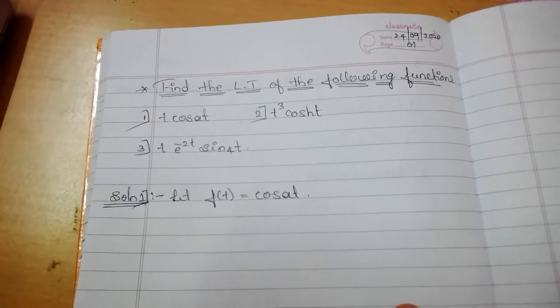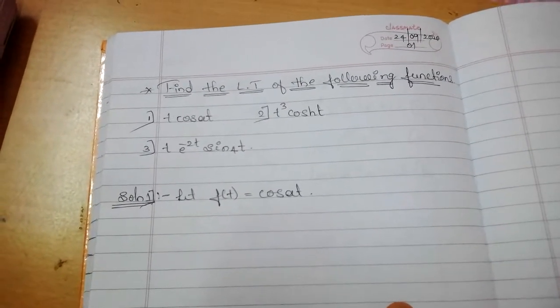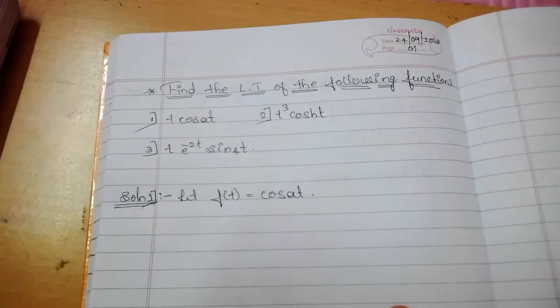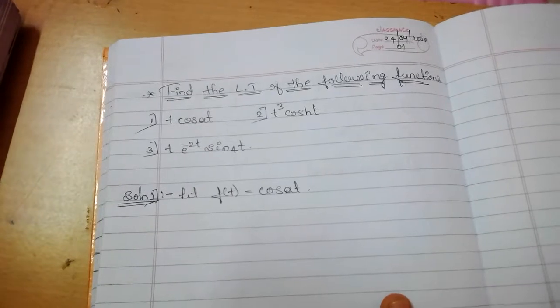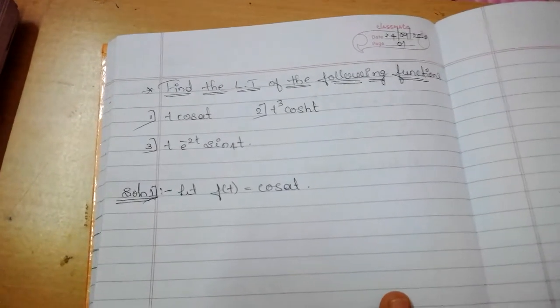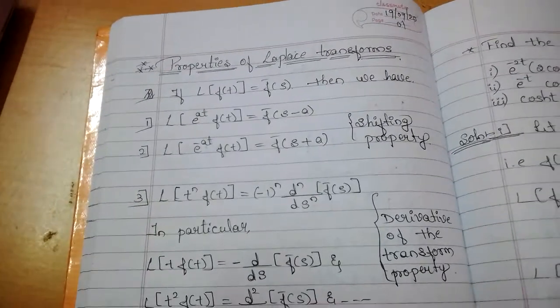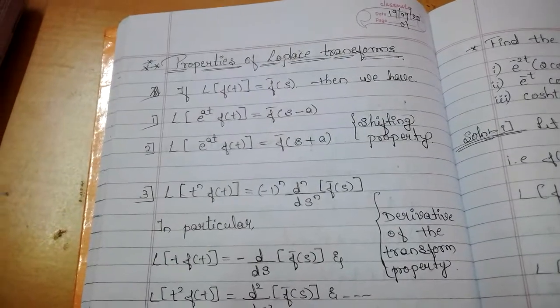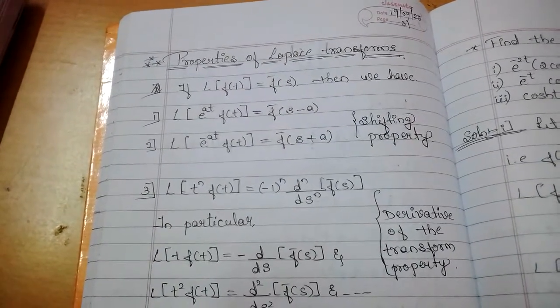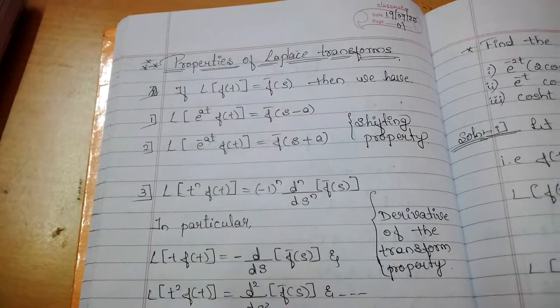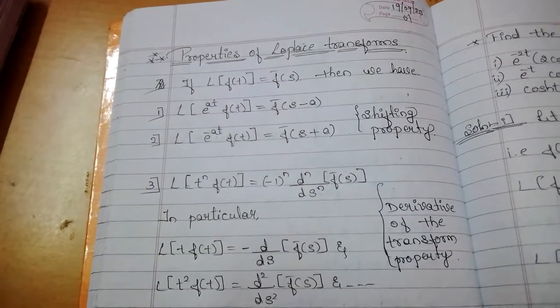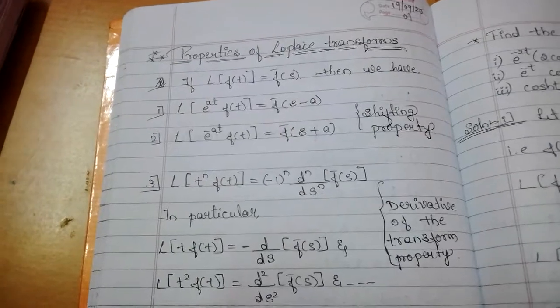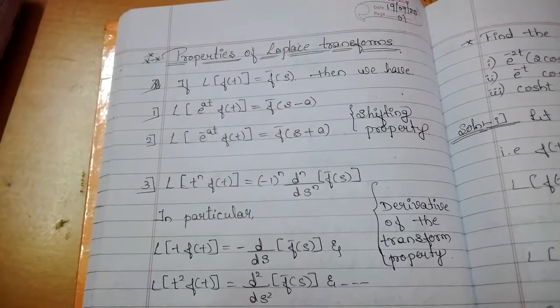Hello everyone. Today I will solve examples based on second property. We know that in Laplace transform we have some properties, and those properties are this one. First one is Laplace transform of e raised to at f of t is equal to f bar of s minus a, and Laplace transform of e raised to minus at f of t is equal to f bar of s plus a.